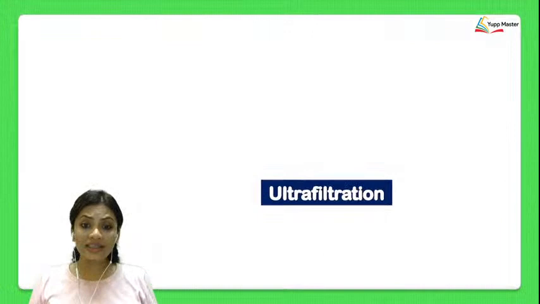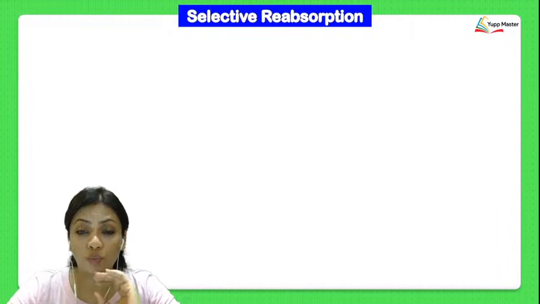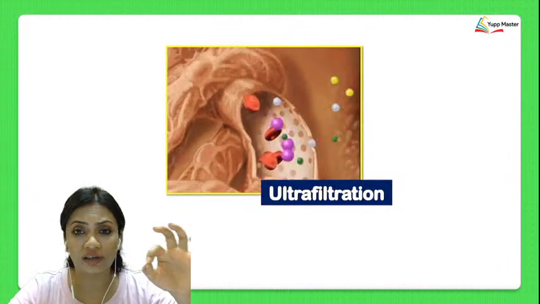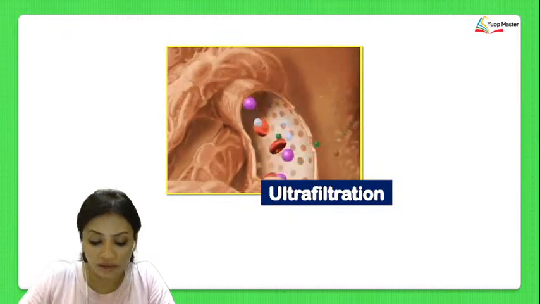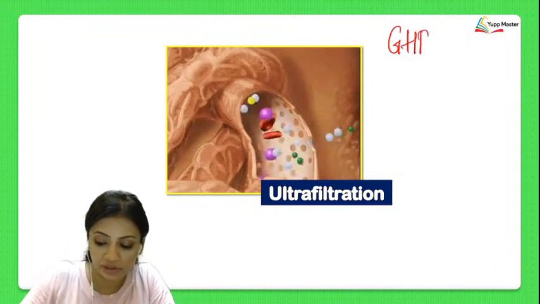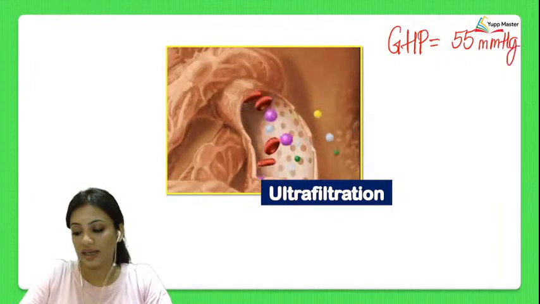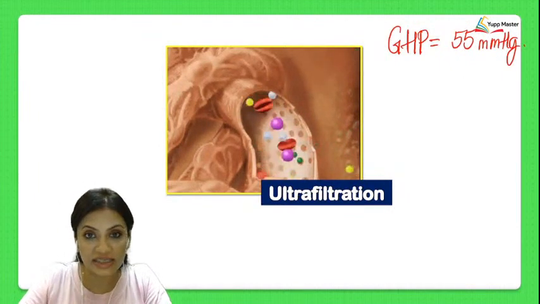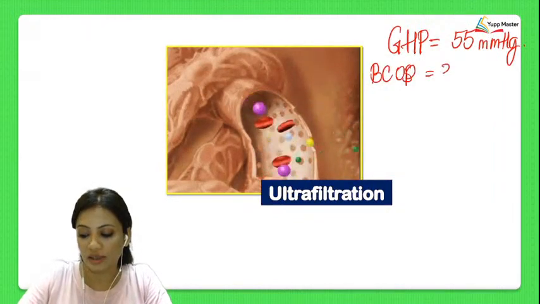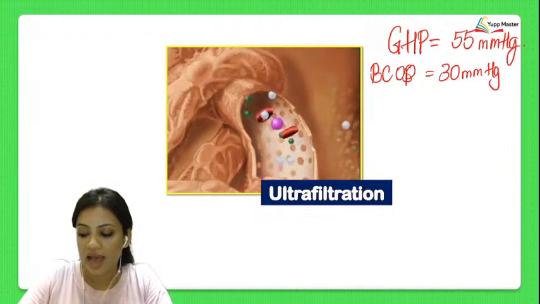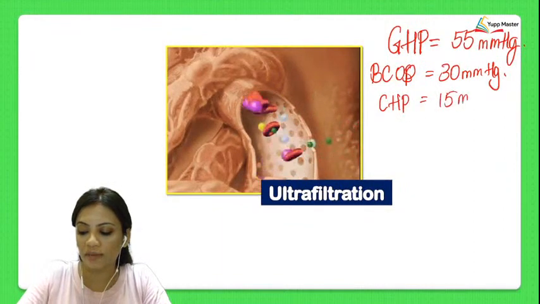So now let's continue. After we are done with ultrafiltration. Okay, what was the meaning of ultrafiltration? It meant filtration happening under pressure. Now, which were the pressures involved? It was the glomerular hydrostatic pressure, which was around 55 mm of Hg. Then which were the resisting pressures? The first one was blood colloidal osmotic pressure, around 30 mm of Hg. And the next pressure was capsular hydrostatic pressure, which was around 15 mm of Hg.